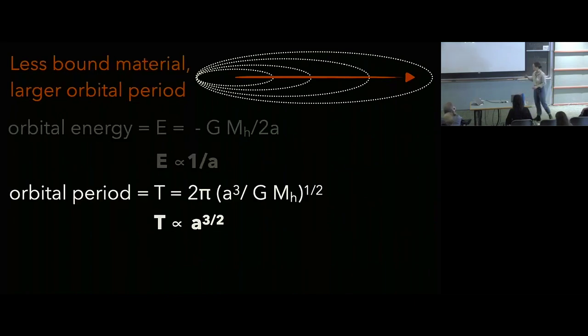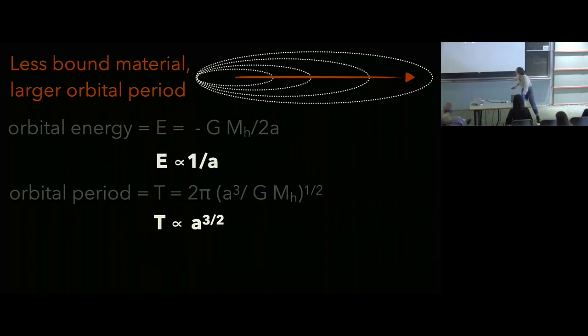If we also write down the formula for orbital period, again just from Kepler's laws, you see that the orbital period increases with semi-major axis. So stuff out here is going to take longer to orbit. We can combine those two into a relation for the orbital timescale as a function of orbital energy.